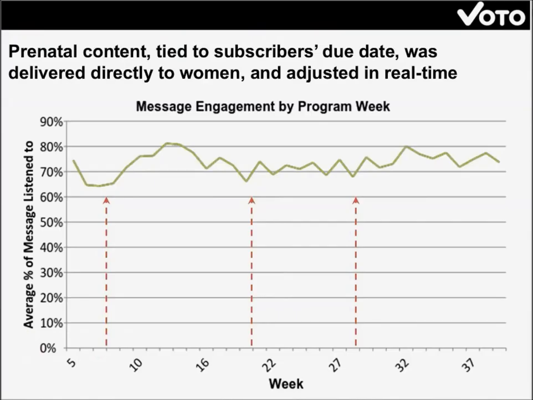And so this is where I'm going to show you two examples. This first slide is about the passive data, and then the next slide is looking at the active data, and then we're going to put it all together. When you look at the passive data, this is what we call our engagement rates, which is the average percent of the messages listened to by week.